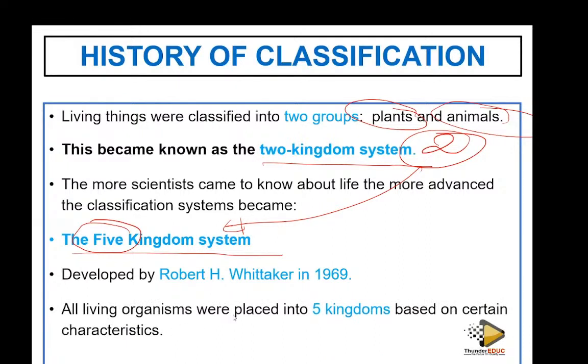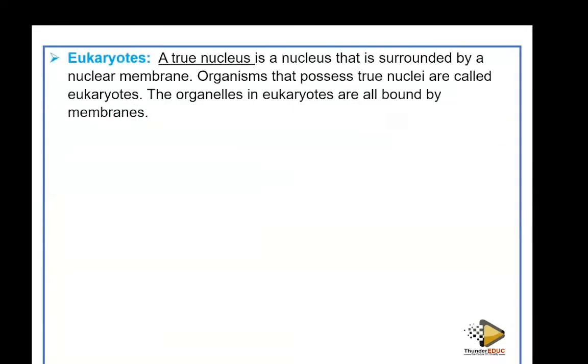All living organisms were placed in the 5-kingdom system based on certain characteristics. We say that these characteristics: how do they behave? What do they have on their bodies? Where do they stay? All these things help us to classify these organisms. Let's look at what you call eukaryotic organisms.